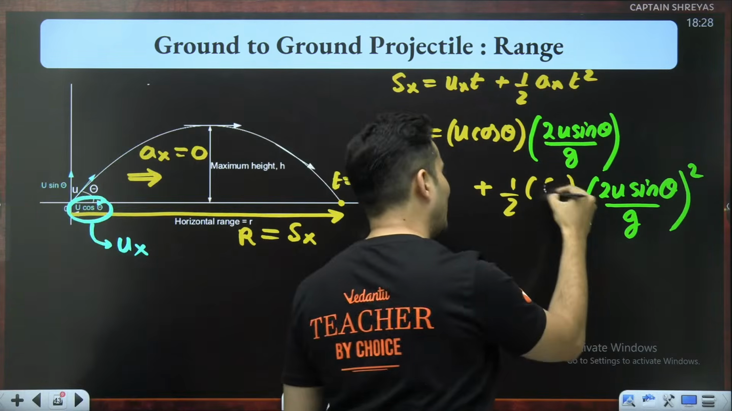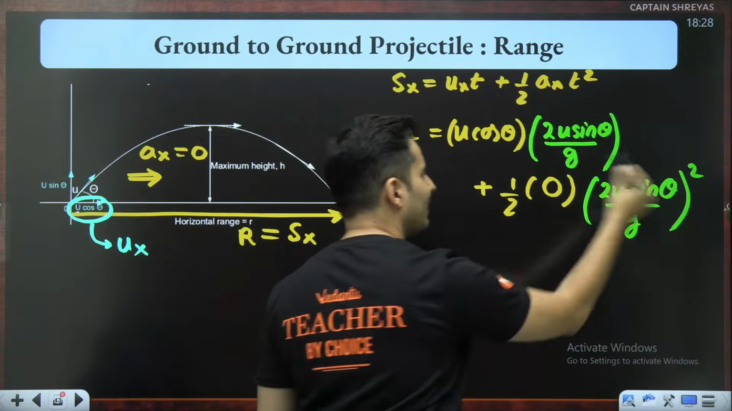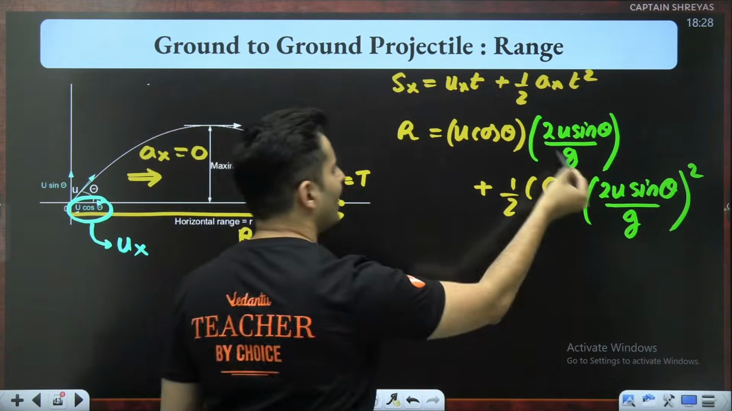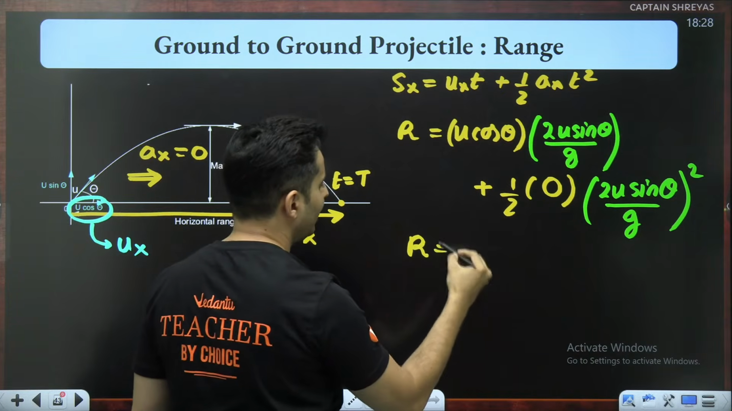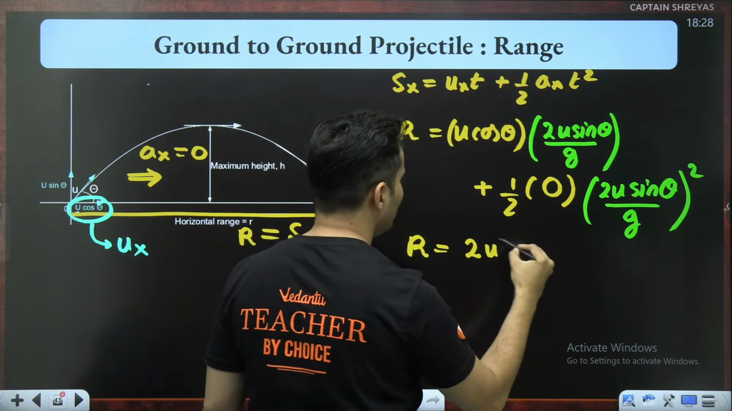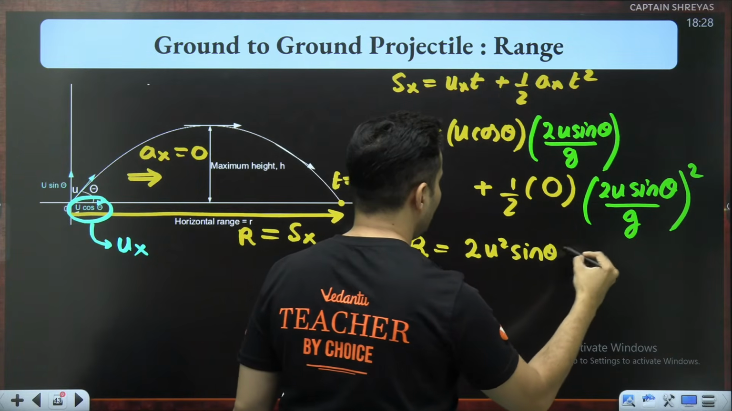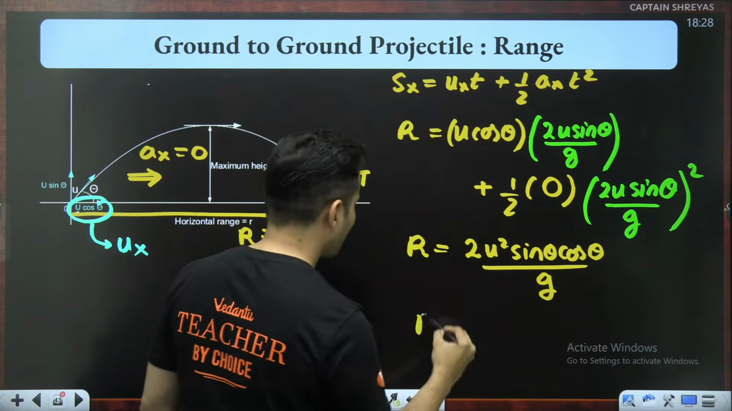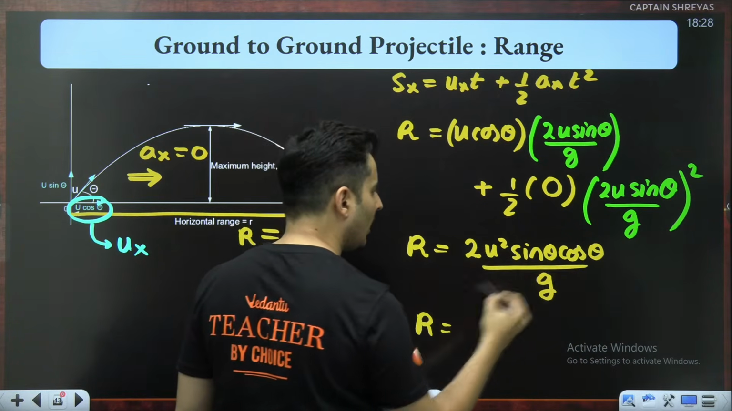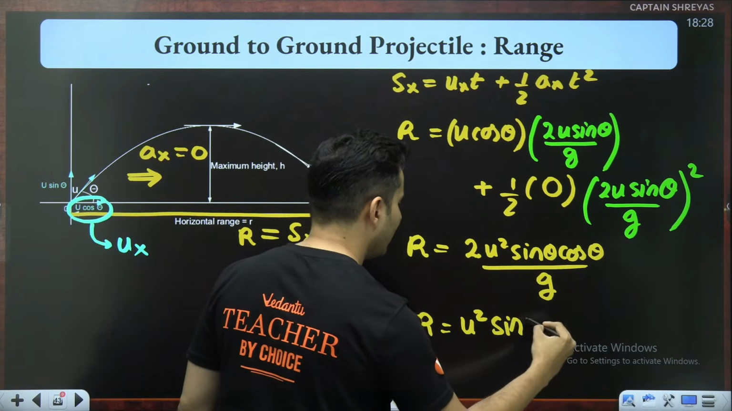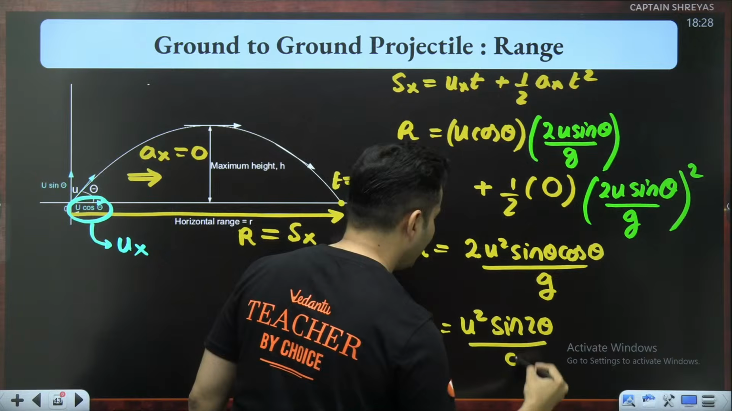Perfect. So I don't have to put anything here. In fact, this whole term becomes completely useless. So I just have one term remaining because acceleration is only in the y direction. So I just have 2 u square sine theta cos theta, whole thing divided by g. But we know 2 sine theta cos theta is sine 2 theta. So it will become u square sine 2 theta divided by g.